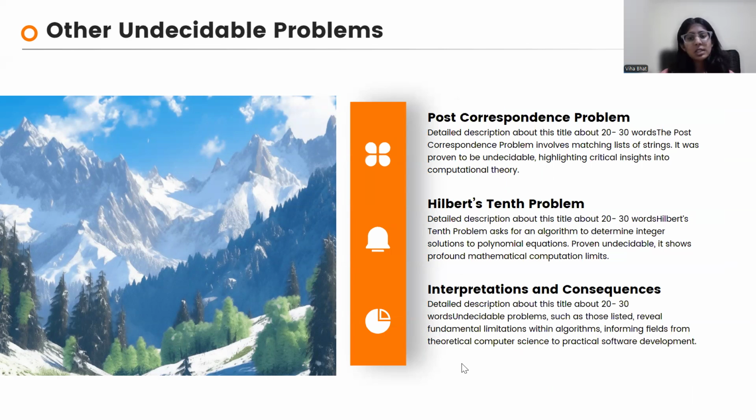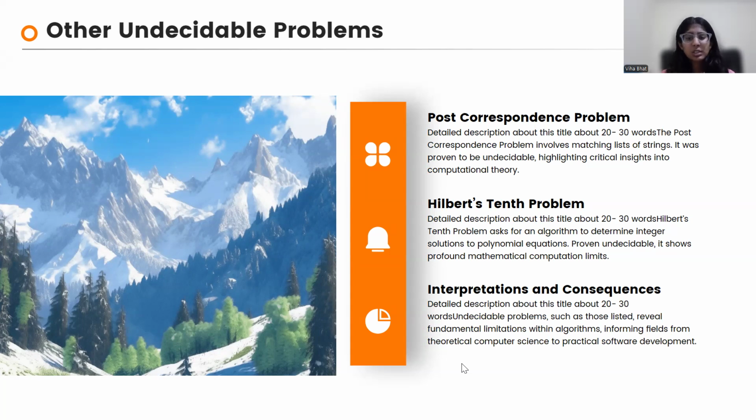Next was Hilbert's 10th problem. Hilbert's 10th problem asks for an algorithm to determine integer solutions to polynomial equations. It was proven undecidable, showing profound mathematical computation limits.